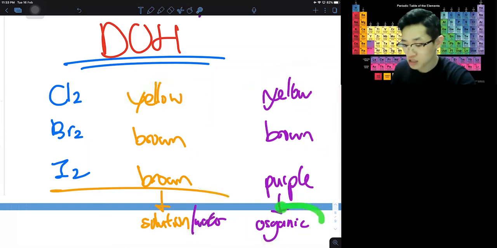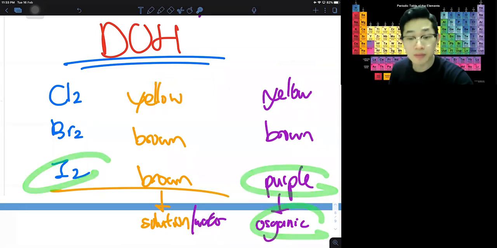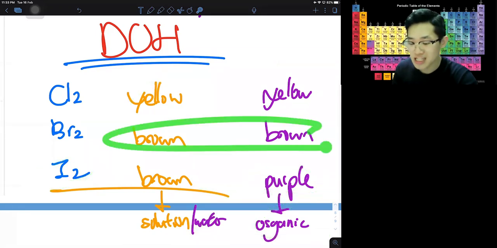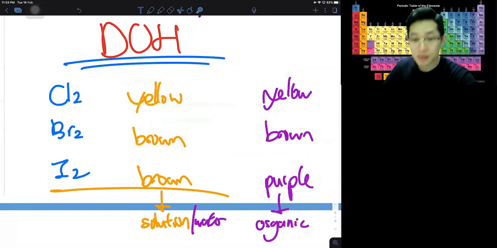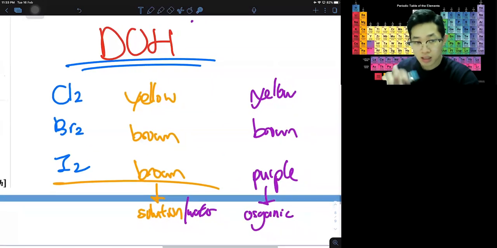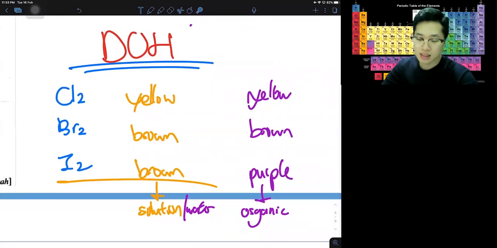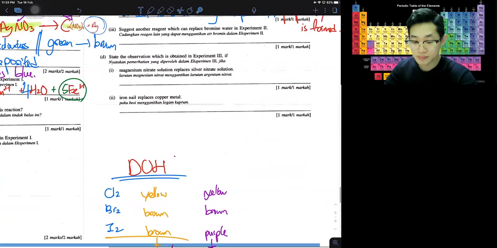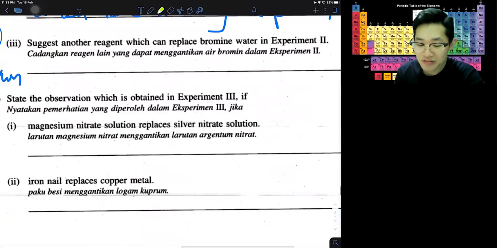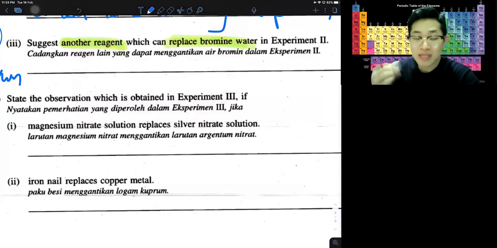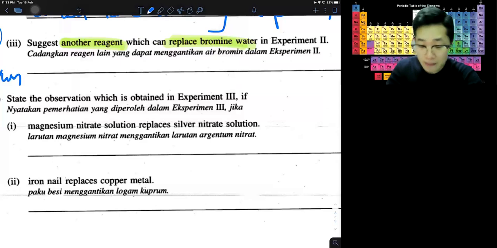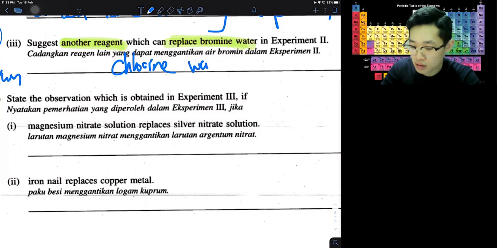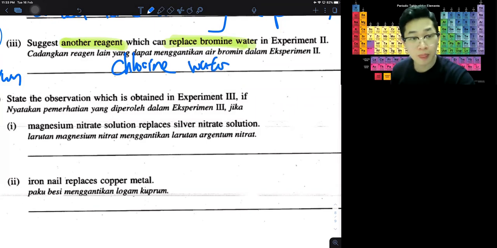So you can use organic solvent to test for iodine. It turns purple, just like that, because the others don't change color. Remember this, okay? Another reagent to replace bromine water, to be able to displace iodine: chlorine water, easy.